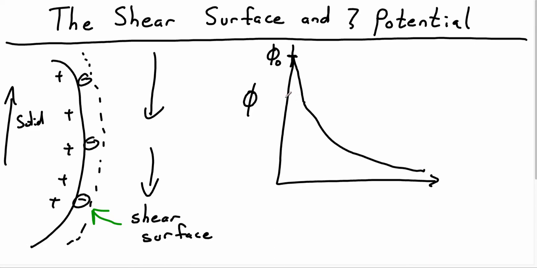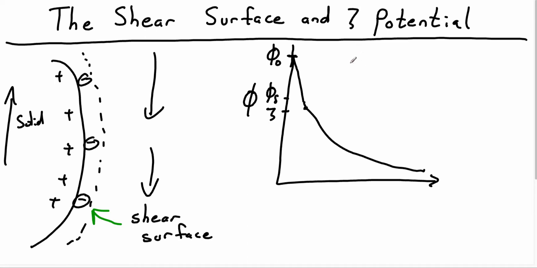This potential is called phi delta, the edge of the Stern layer. The potential decrease to phi delta is caused by that adsorbed layer of ions. And the potential at the shear surface is called the zeta potential. So that's the potential at this dashed line.